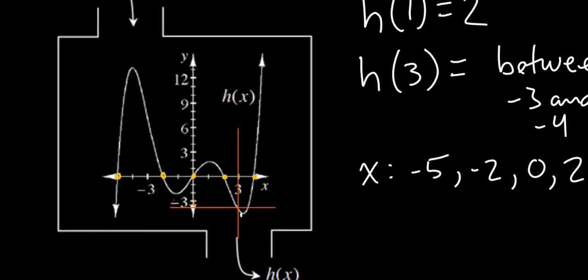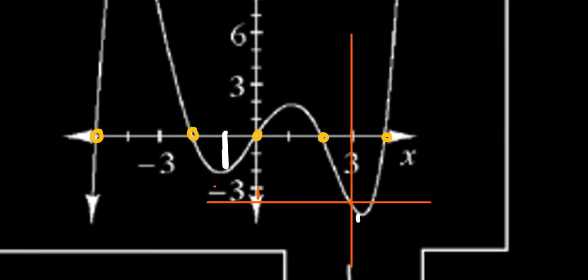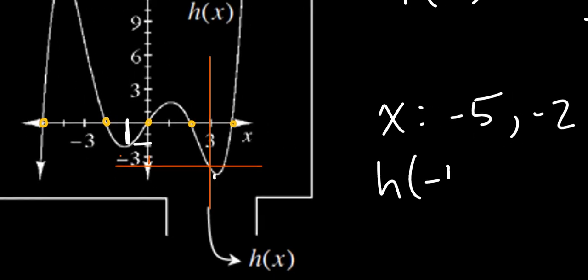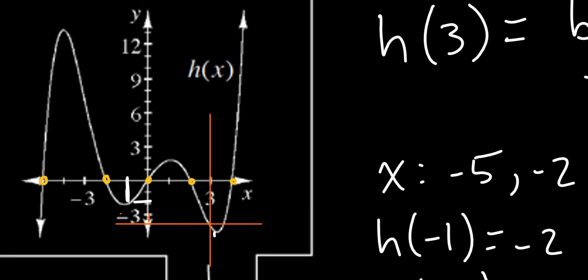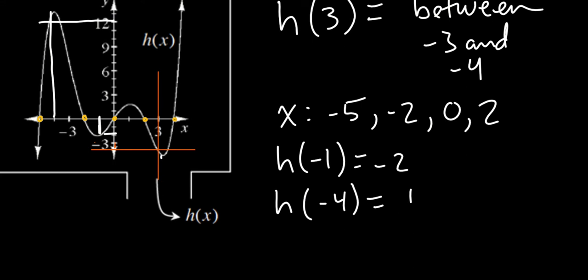So h of -1, if I put -1 into this function, it looks like it's producing an output of, I'm going to say -2. So h of -1 produces an output of -2. And then h of -4, ooh, that's a fairly large number, isn't it? So it's up here somewhere. I'm going to say it's around 12. That seems reasonable. So h of -4, when I put -4 in, this function's giving me 12 back.